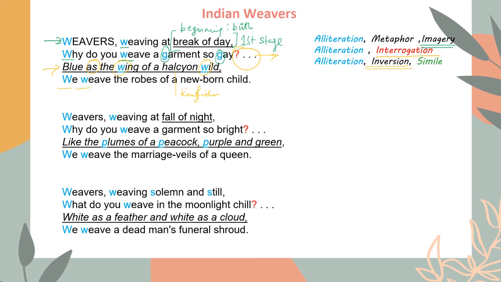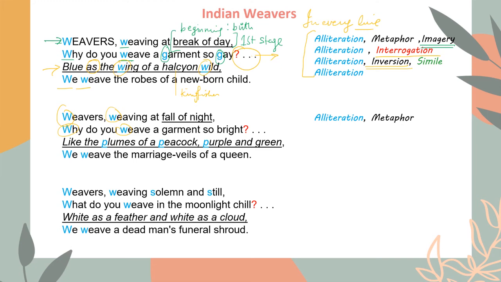As you go through the poem, you will come to know that alliteration is there in each and every line of this poem. It's there everywhere. Now in the sixth line you see there is an interrogation. Again the poetess is posing a question in front of the weavers. In line 7 you can see the color of the garment is directly compared to the purple and green colored plumes of peacock. In the 8th line again there is an interrogation.